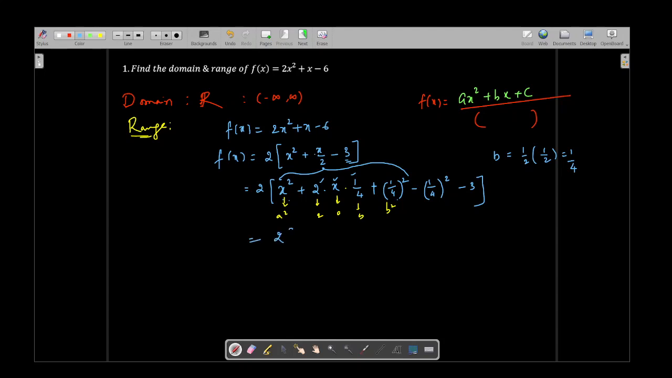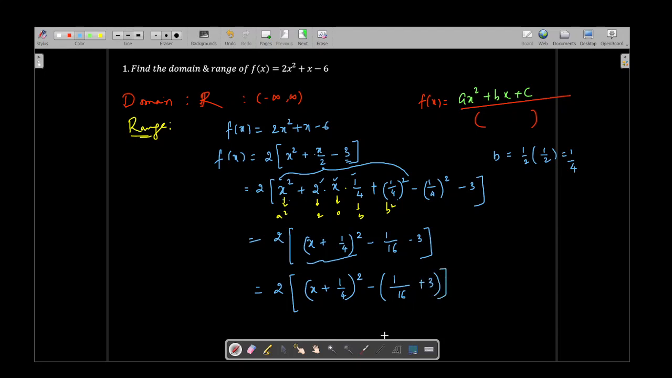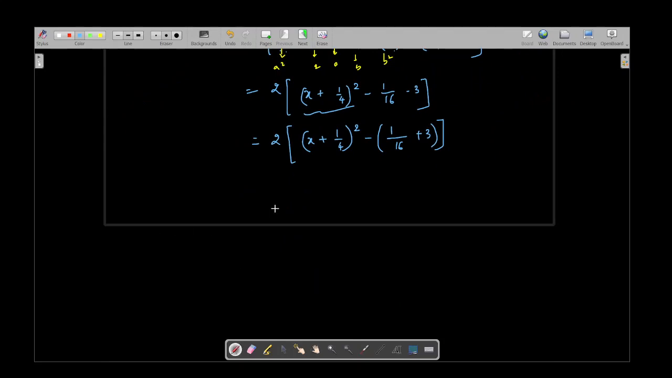Finally, I can write this as 2 times x plus 1 by 4 whole square minus 1 by 16 minus 3. So what I do is, I'll simplify the terms after this. x plus 1 by 4 whole square, take minus out to make it simple, plus 3. So this is equal to 2 times x plus 1 by 4 whole square.